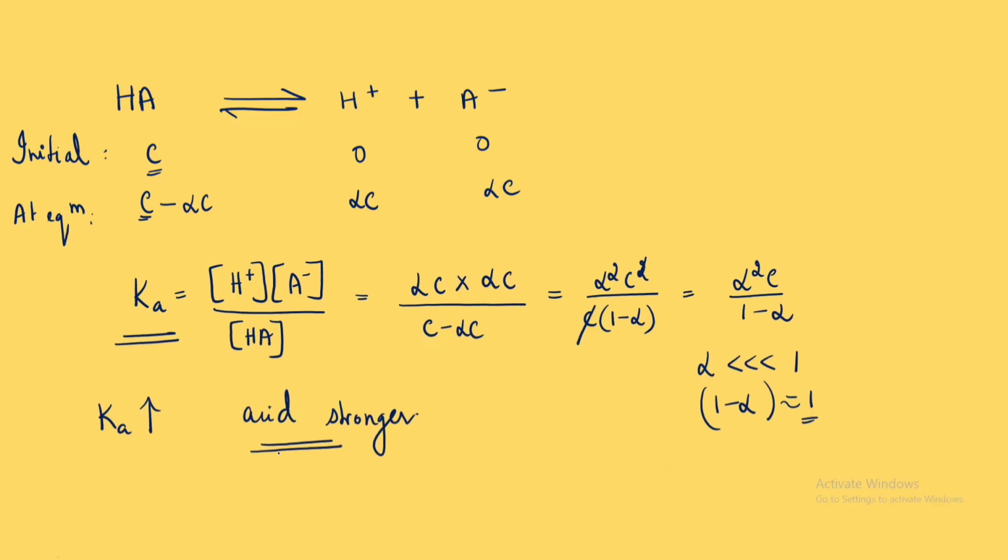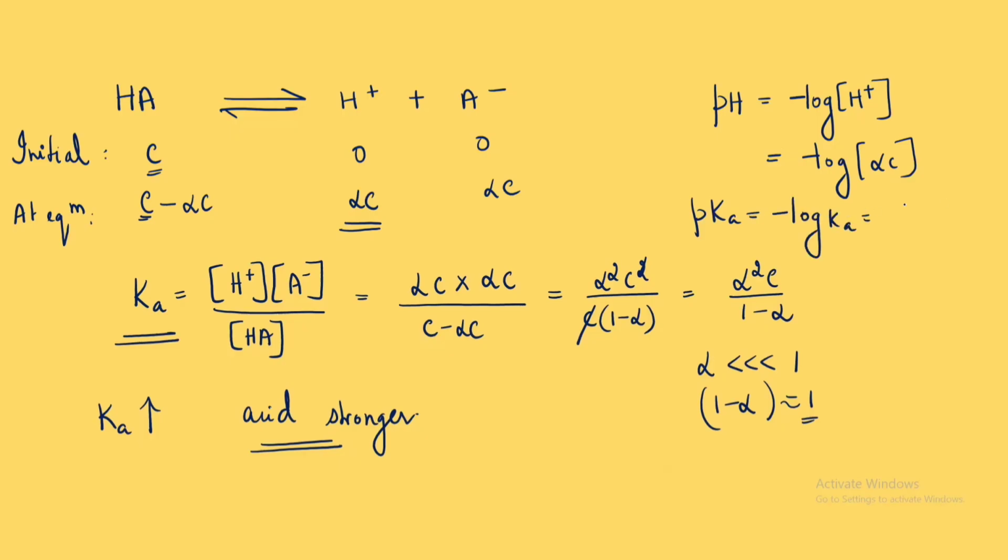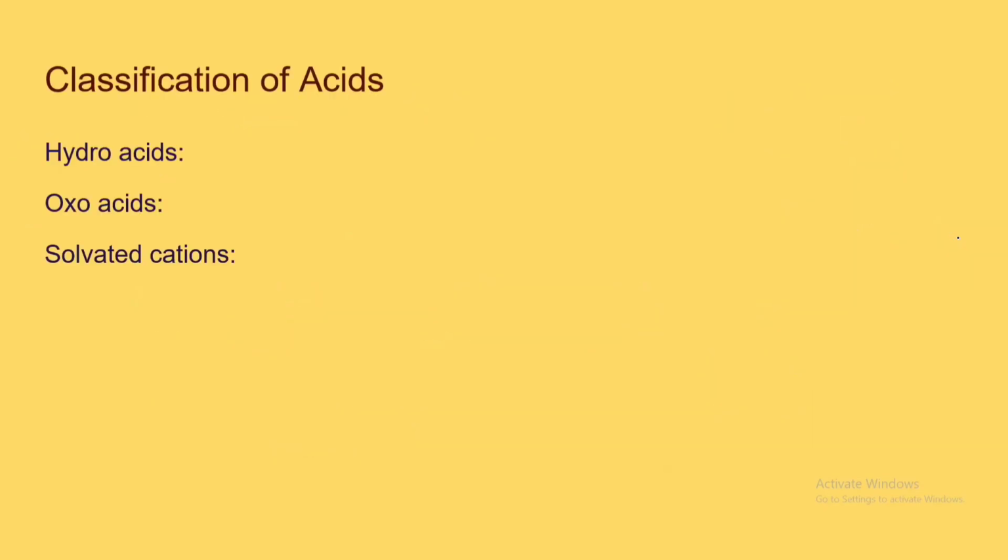Right. Now you can also calculate the pH. The pH of the solution is given as pH equal to minus log of the concentration of H plus, or I can also write it as minus log of alpha C, right? Alpha C is nothing but the concentration of H plus, which we have written here. Now we can also write the pKa value. pKa is nothing but minus log of Ka. From this, it is very clear: the higher the value of pKa, the weaker is that particular acid. Now talking about the classification of acids.